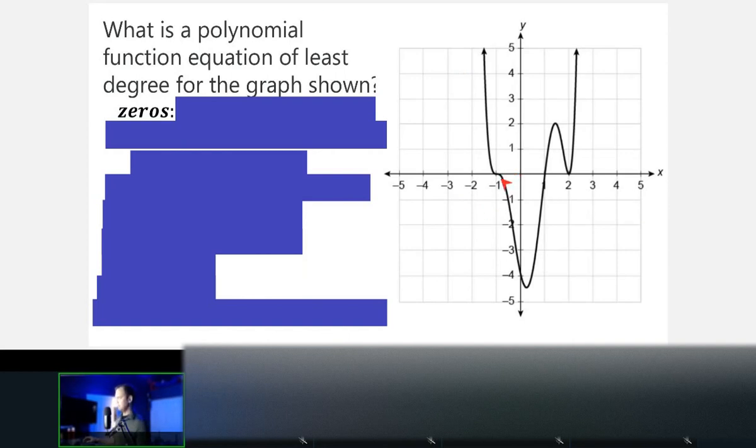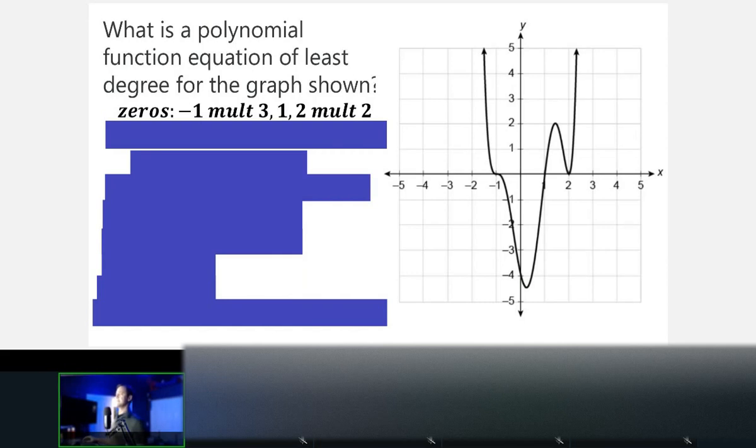We can see right here, this is -1 multiplicity 3. Now, how do we know it's multiplicity 3? Right here. Yeah, it's the S curve, right? It's the cubic. So this is -1 multiplicity 3. That's just +1, it passes through. And this is 2 multiplicity 2. We know that because it bounces. So I would agree with you, right?